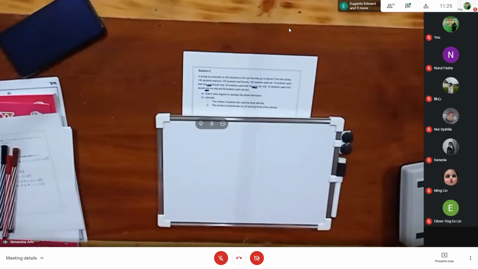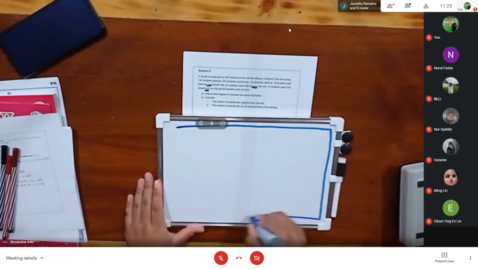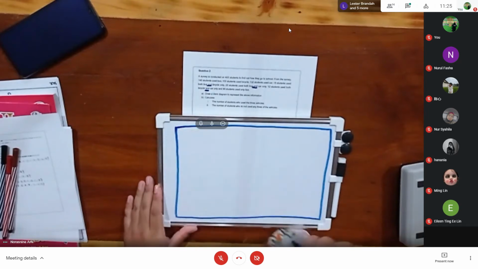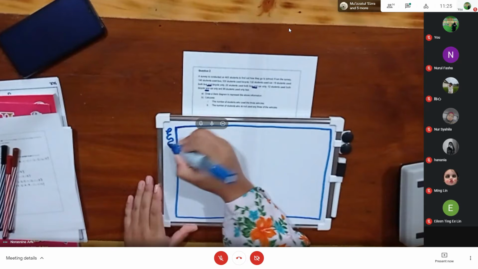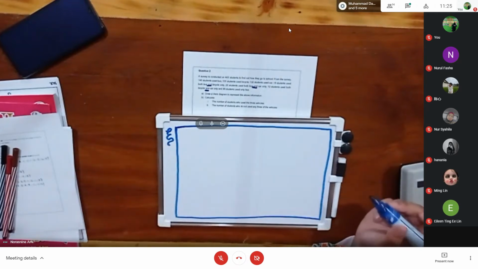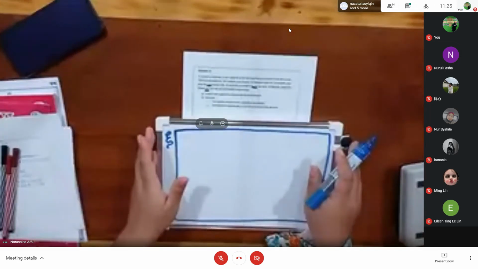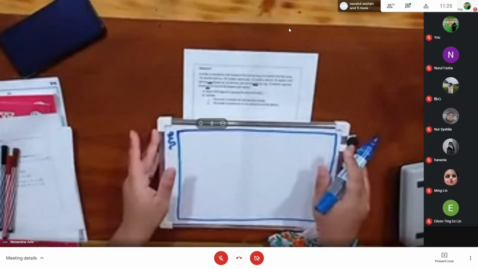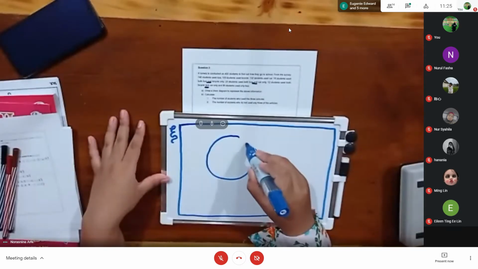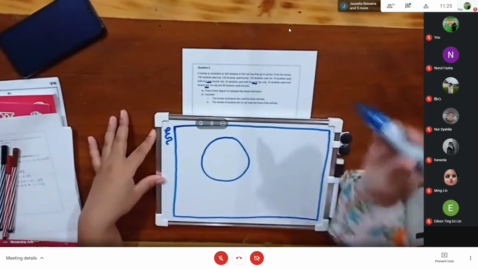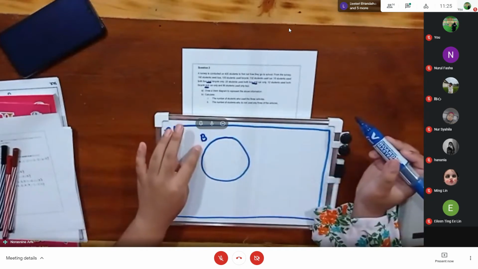Now we draw a Venn diagram. First, to draw a Venn diagram, you must draw a big rectangle. Then we draw the universal set logo like this. Now we draw a shape to represent the first set, which is bus. I will draw a circle only. This will be our set B. Set B just now is bus.